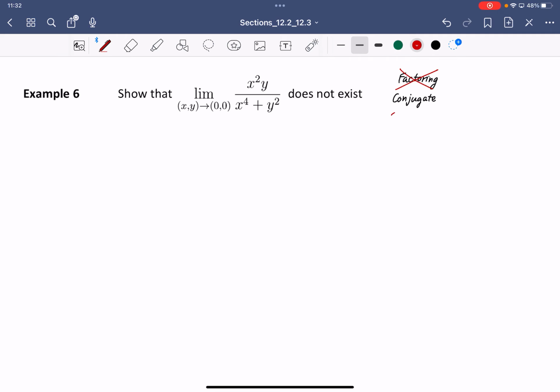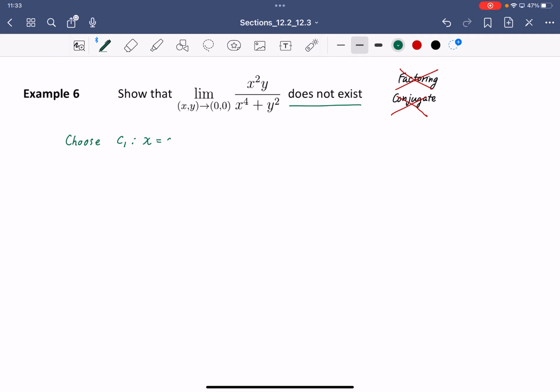You cannot factor and you cannot conjugate, right? Because you have x to the fourth power plus y squared, so there is no way you can factor or conjugate. So we're just going to show that the limit doesn't exist by picking lines. Choose C1 to be one line. Which one do you prefer?